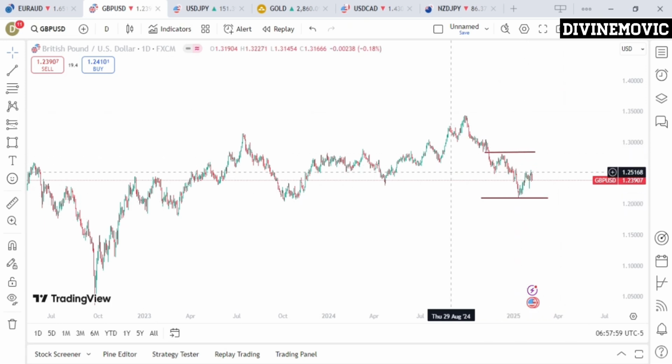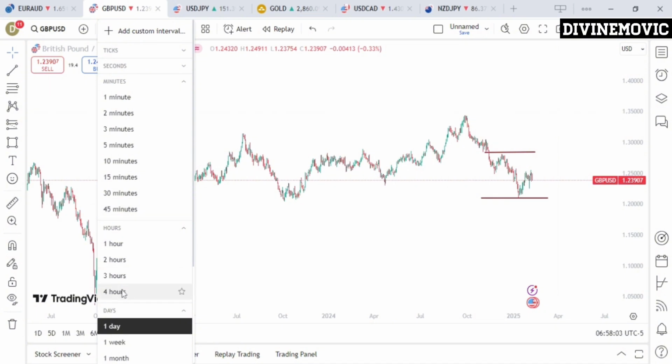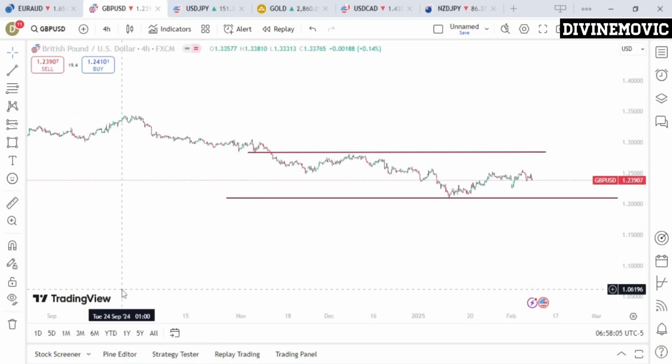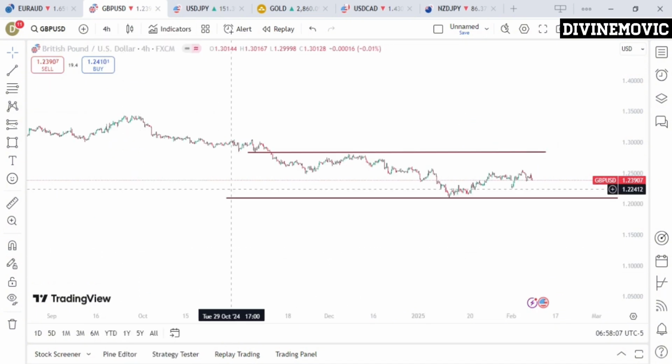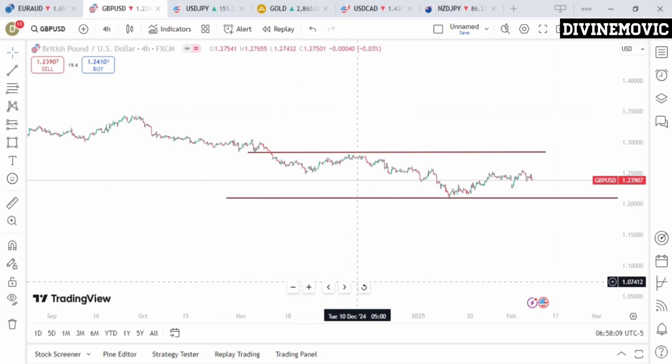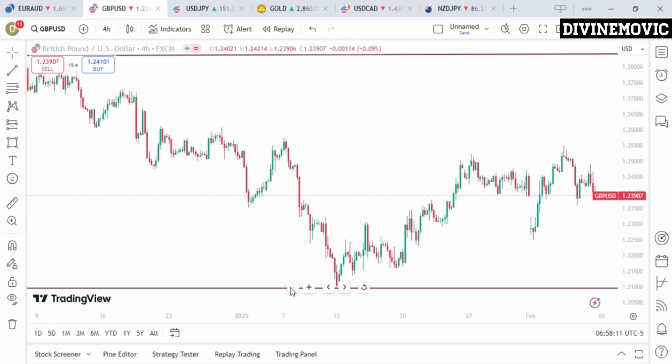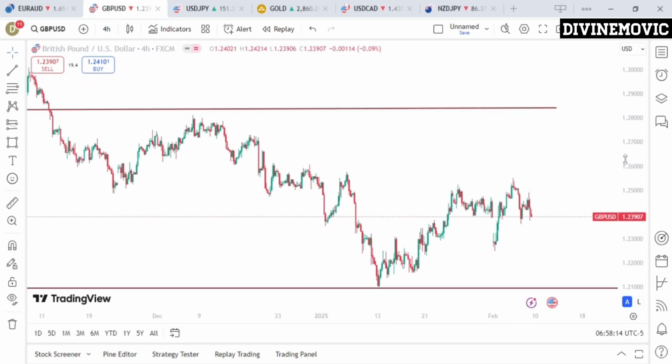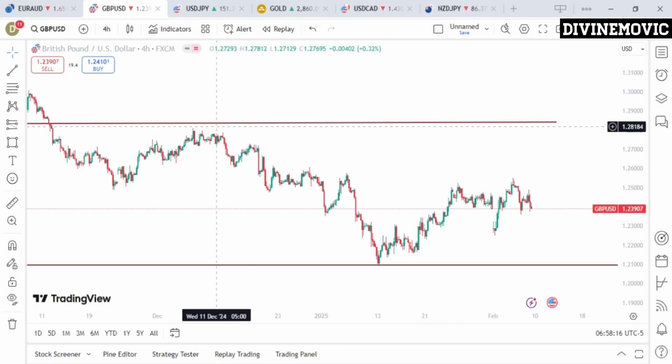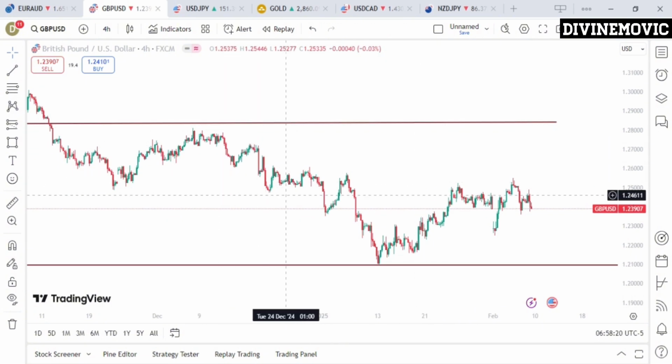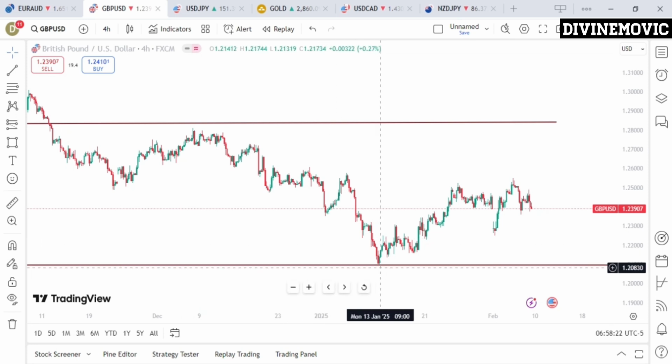Our interest now is simply to understand the market structure that has been created on these key levels. And for us to understand that, we want to simply go to the 4 hours time frame and understand the market structure that has been printed on these key levels. Let me zoom in properly. Remember, our focus now is on this key level, which is acting as a resistance key level, and on this other key level, which is acting as a support key level.